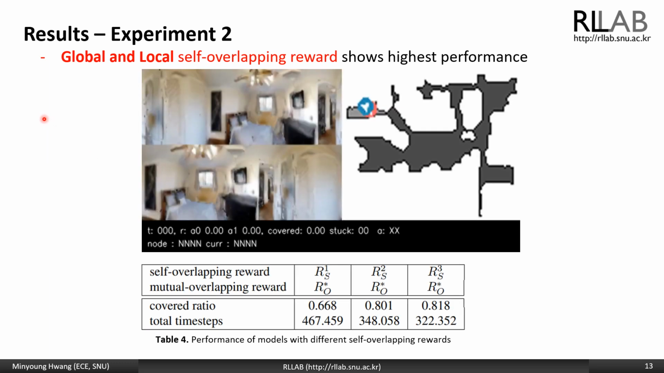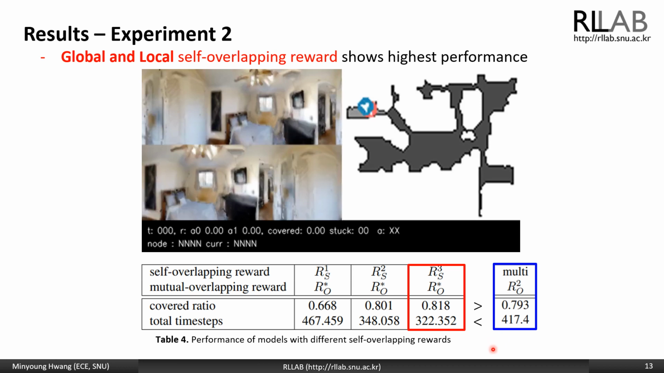After Experiment 1, we fixed the RO2 model as the optimal mutual overlapping reward and compared self-overlapping models. The results of Experiment 2 are shown in Table 4. Among 3 self-overlapping models, RS3 model, which uses both global and local self-overlapping reward, outperformed other 2 models. Additionally, comparing with the case without self-overlapping rewards, agents were able to explore more in shorter time steps.